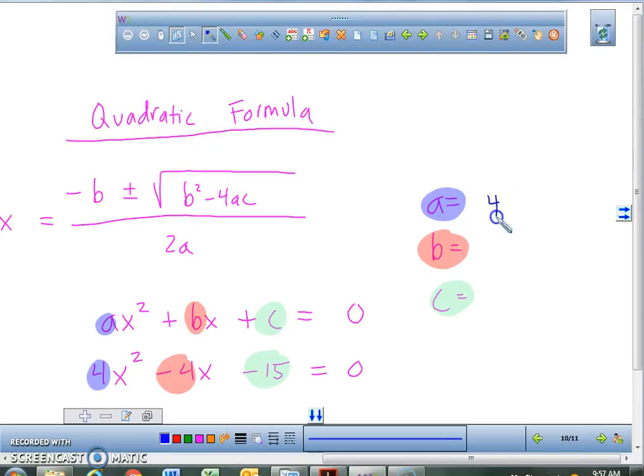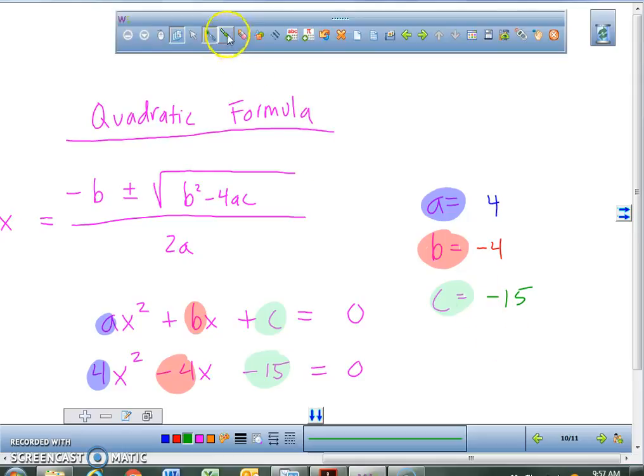So Ryan, when I say, what's my a value, you'll say? 4. It's 4. Very good. If I say b, what is it, Jordan? Negative 4. If I say c, what's my c value? Negative 15. You have to be able to identify what your a, your b, and your c is.